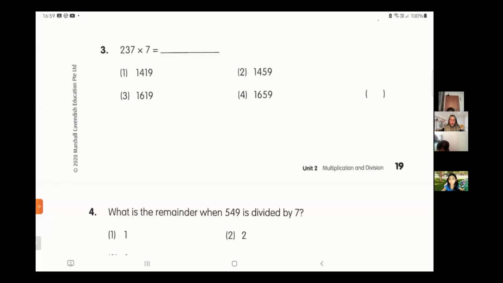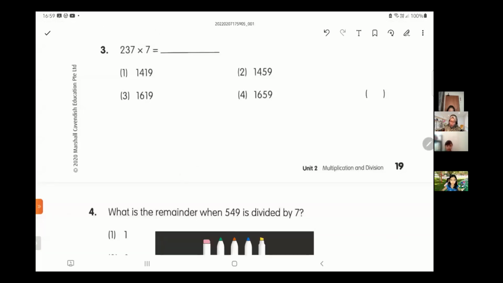Next one. 237 times 7 equals, so you have this and this. What do I do? I do the working. 237 times 7, like this. We start with the ones. 7 times 7 is 49. So I say your times table must be very strong. 7 times 7 is 49. 9 here, 4 on top.